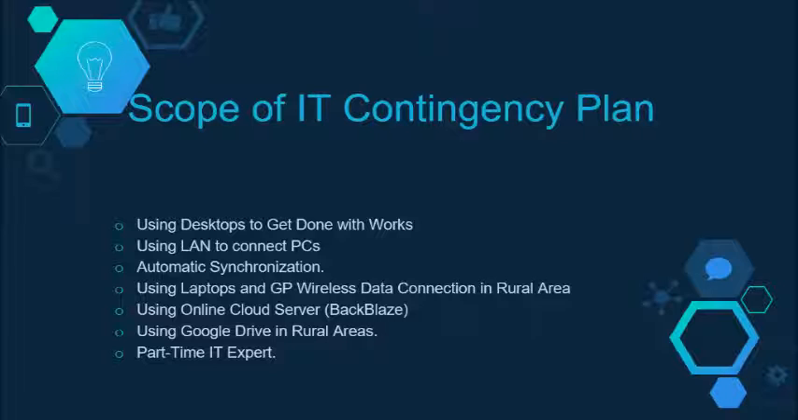Then among those PCs, we are using 1 or 2 PCs based on our needs as main computer, and the rest of the computers are automatically synchronized with the main PC, so that any document that is edited or newly added is automatically transferred to the main PC. Then as we have a new location in Shujanagar, which is a rural place where the infrastructure is not that good, we are using laptops and GP wireless data connection to connect to the internet.